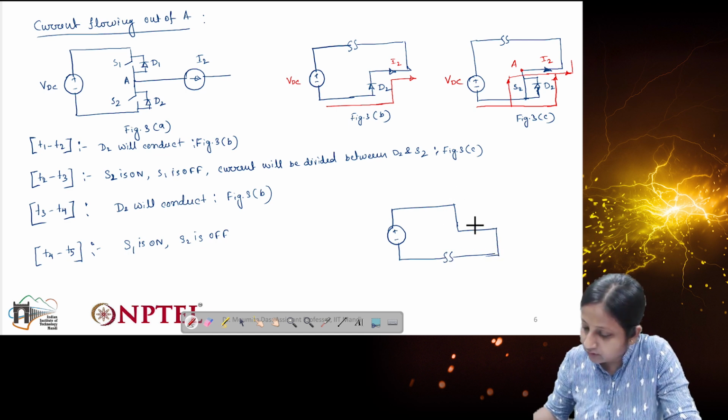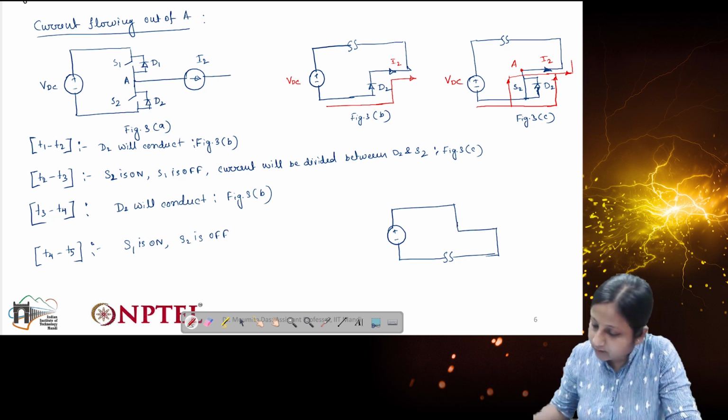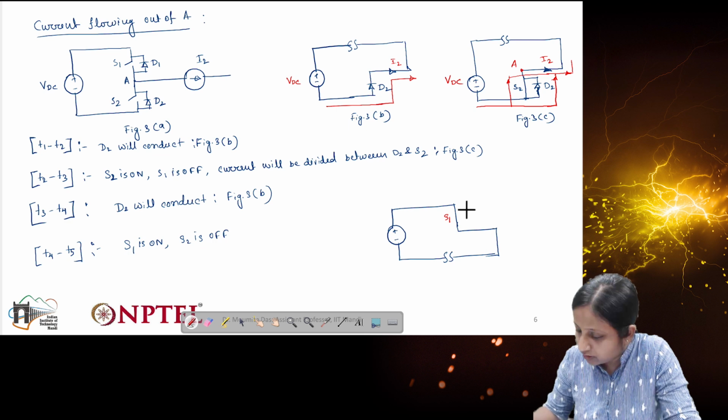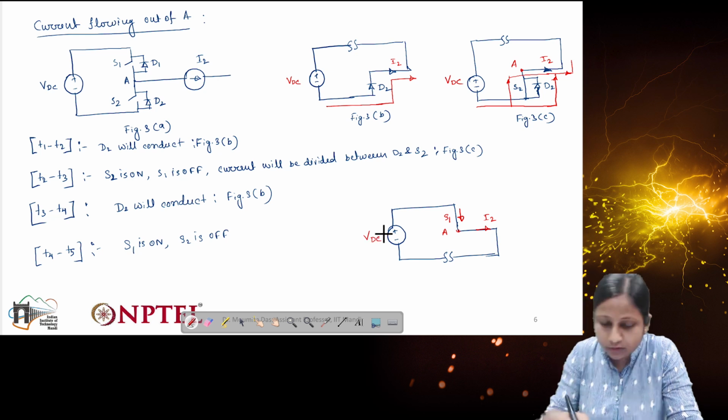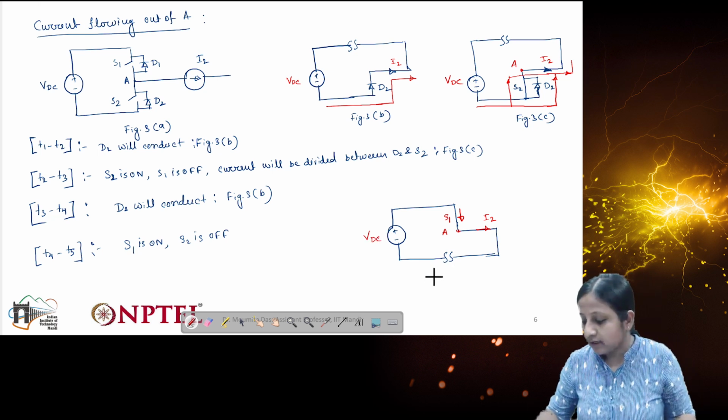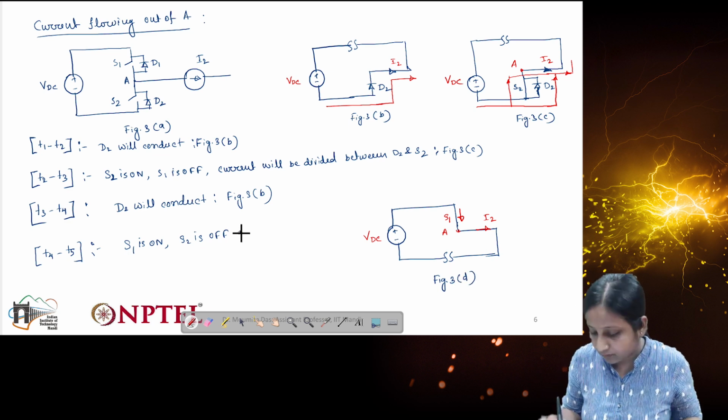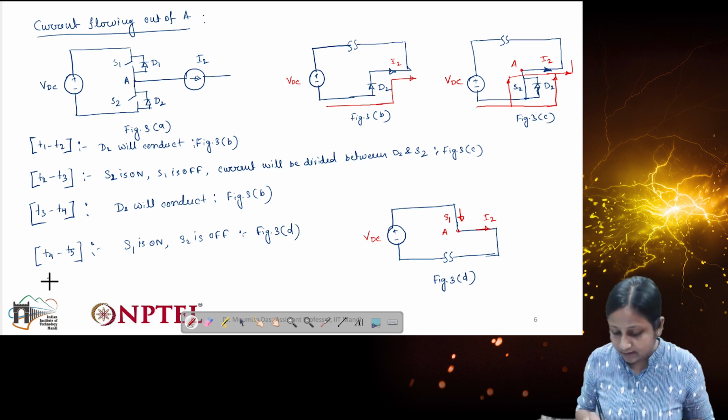So you can see here, this is S1, it is on, so current is flowing in this direction, and then this is point A, so this current is going out of point A, this is I2 and this is VDC. So now you can understand completely how the operation is happening in any particular leg with respect to two different scenarios. So this is figure 3D.